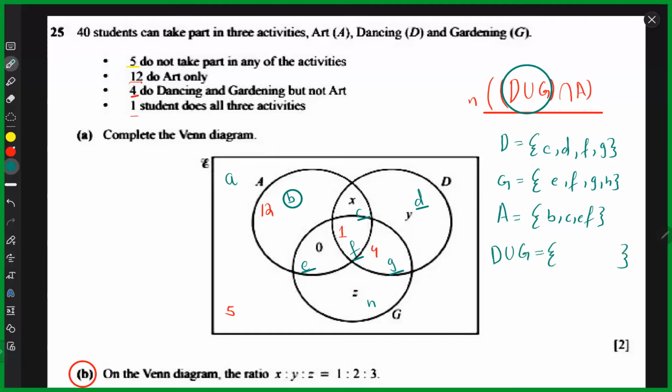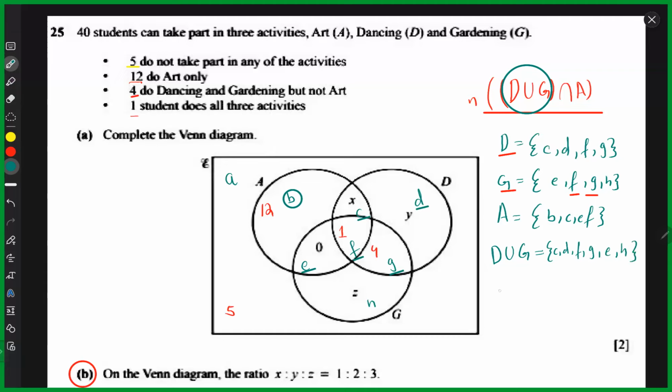Okay. All right. So this is D. This is G. In union, we write down all the elements, and if some elements are coming in common, we write those once only. So we have C, we have D, we have F, we have G, we have E. I won't be writing down F again because I have already written F. I won't be writing down G again because I have already written G. And then we have H. These are the elements I would have in D union G. Let me write it down more neatly. It's going to be C, D, F, G, E, and H.